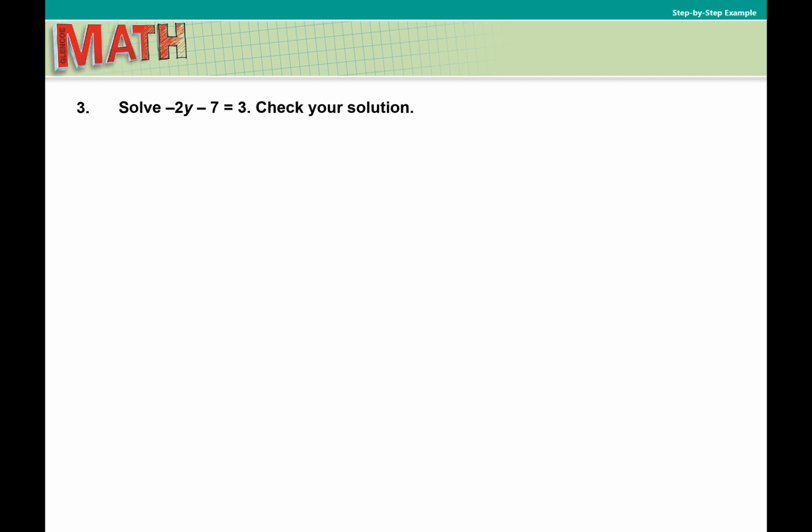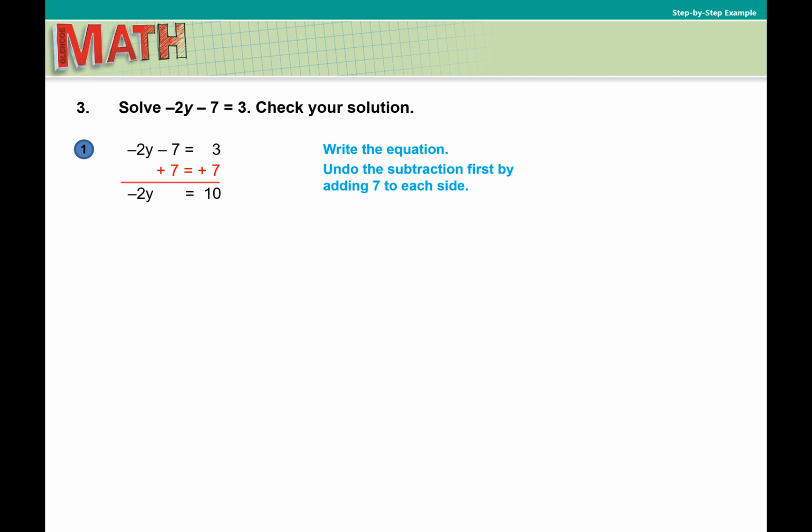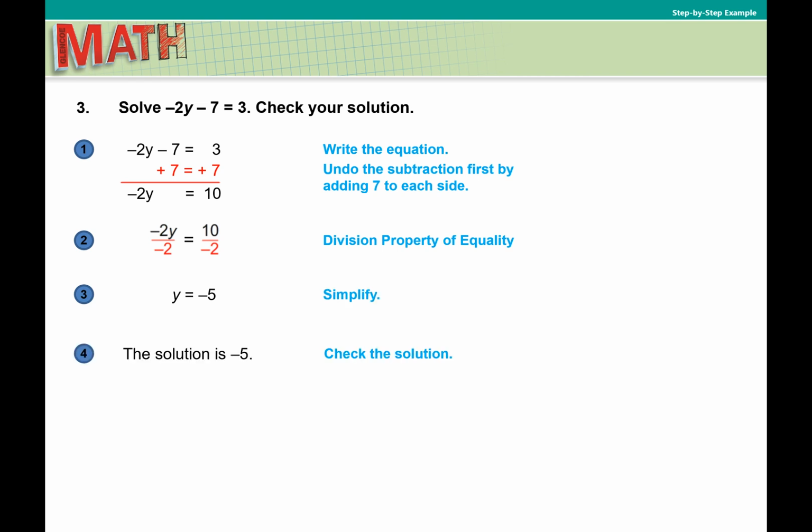Okay, negative 2y minus 7 equals 3. Right now we're subtracting 7, so we're going to add 7 to both sides. Get negative 2y equals 10. Now we are multiplying by negative 2, so we want to divide by negative 2. What we do to one side, we do to the other. We get an answer of y equals negative 5. Again, plug that back into your original equation. Negative 2 times negative 5 minus 7 equals 3.